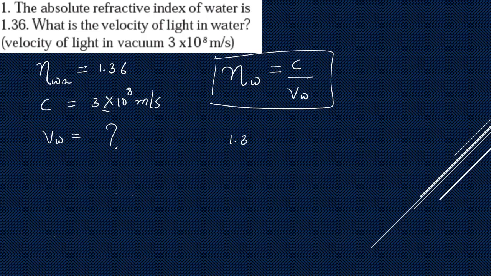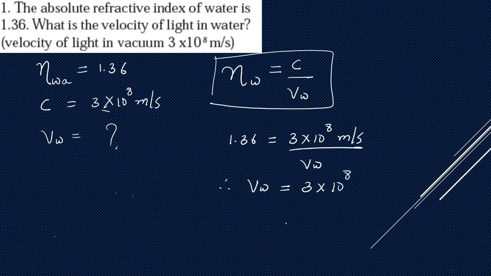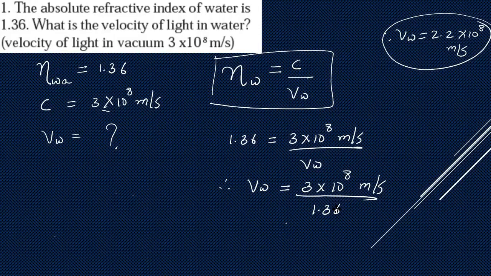So just substitute the values now. This is given as 1.36, which is equal to 3 into 10 to the power 8 meter per second, the whole upon velocity of light in water. So therefore, velocity of light in water is equal to 3 into 10 to the power 8 meter per second divided by 1.36. Now 3 divided by 1.36 comes out to be 2.2 into 10 to the power 8 meter per second. So hence we can write a statement at the end that the velocity of light in water is 2.2 into 10 to the power 8 meter per second. This is the way you should be solving your numericals.